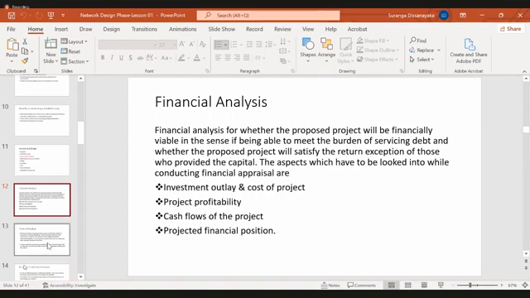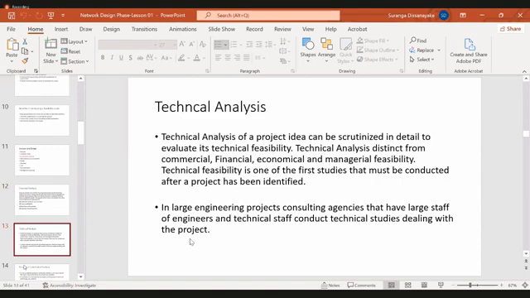Likewise, in a network project also we need to have an analysis, the technical analysis. The technical analysis of a project idea means scrutinizing the details to evaluate technical feasibility.